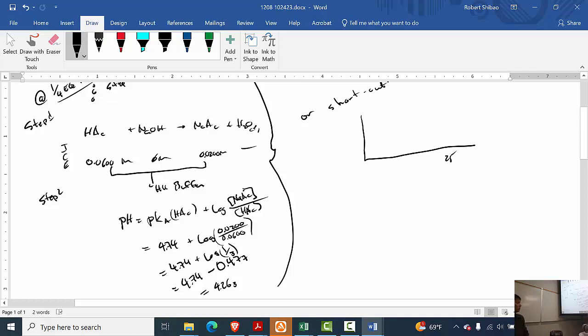So we need to know the equivalence point. It's 25 milliliters. The half equivalence point, 12.5 milliliters. And the 1/4 equivalence point, 6.25 milliliters. And this is the 1/4, the 1/2. This would be the equivalence point, the full equivalence point, number 1.